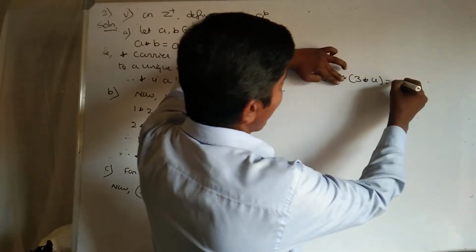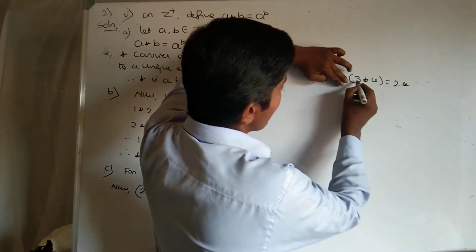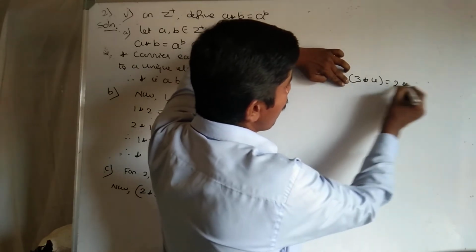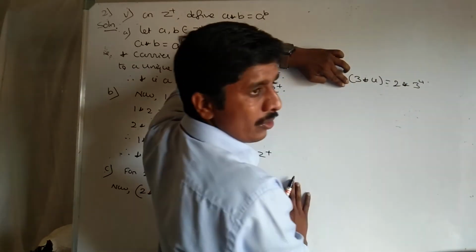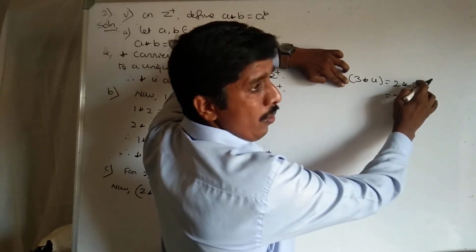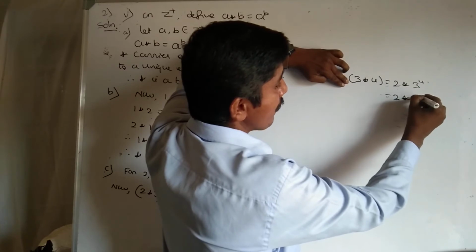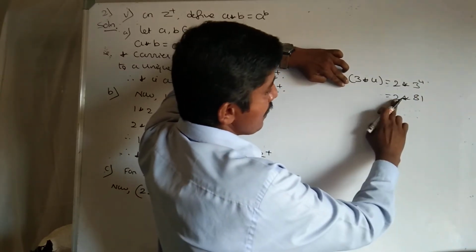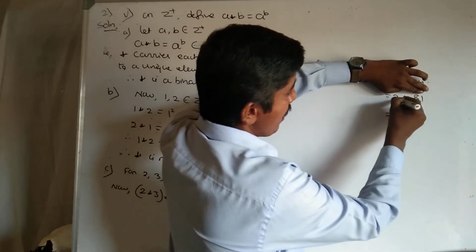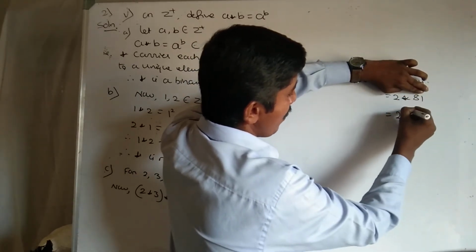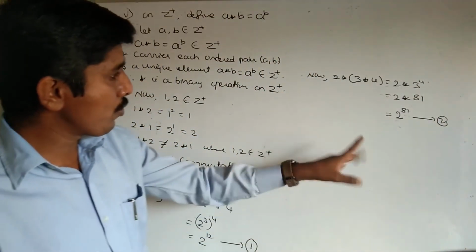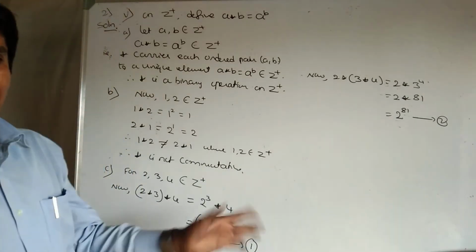RHS: first, within the bracket, 3 star 4 is A power B, that is 3 power 4. Then 2 star (3 power 4), and 3 power 4 equals 81. Now defining the binary operation, A star B is A power B, so 2 power 81. Call it equation 2. From 1 we get 2 power 12, and from 2 we get 2 power 81. They are unequal. Mind it.